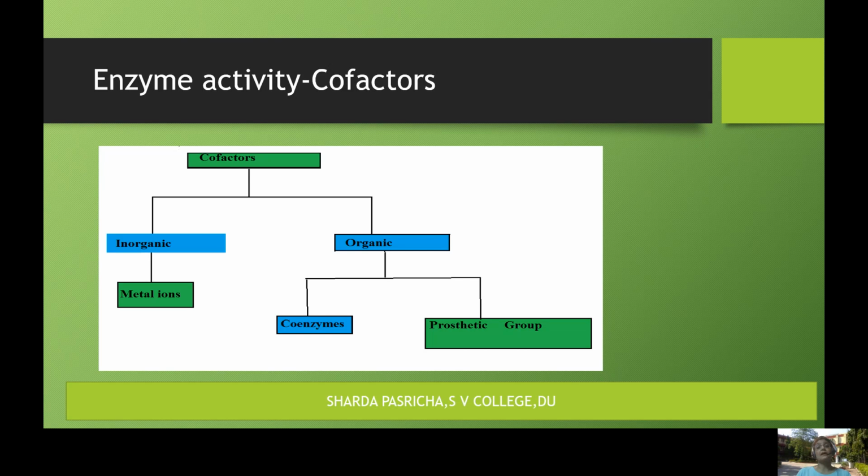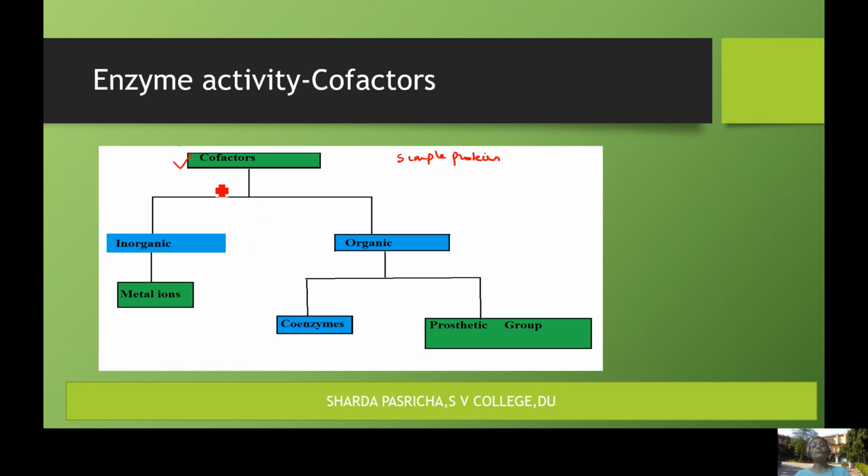Now, enzymes, as I said, most of them are proteins. Some of them are simple proteins. Simple proteins in the sense that they do not require any non-protein part to exhibit their catalytic activity. Whereas some other enzymes require a non-protein part to exhibit their catalytic activity, and that non-protein part, which is sometimes required by the enzyme to exhibit catalytic activity, are called cofactors.